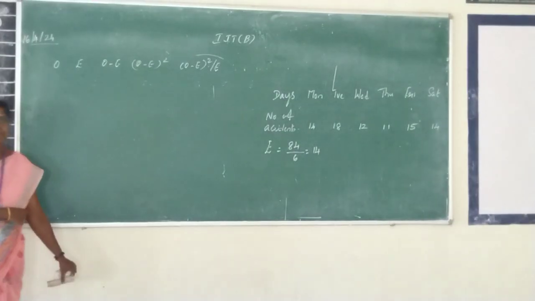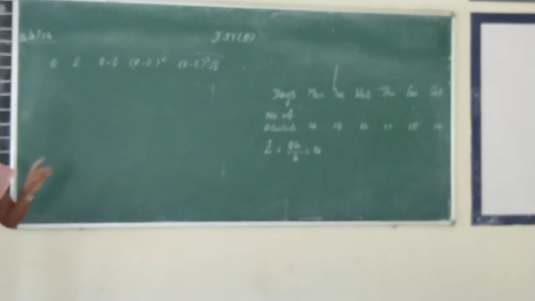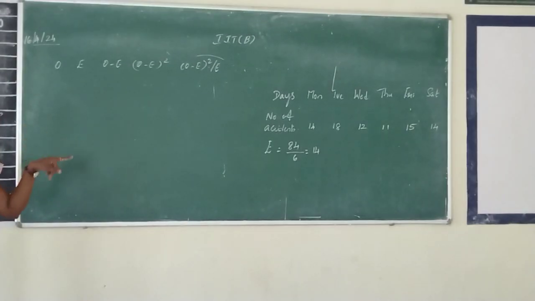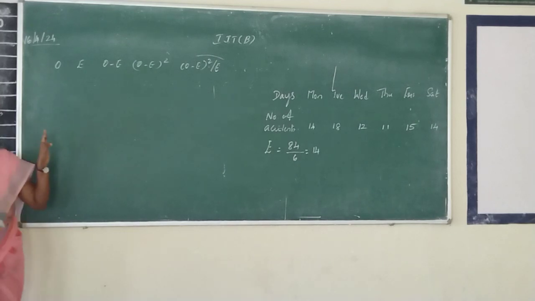Easy or not? Here one thing you should be careful about. In this problem it is given as Monday to Saturday. In some problems they may give only Monday to Friday, or some problems may give all 7 days also. So be careful about your given data. Don't make any random assumptions. Okay, now we got E.